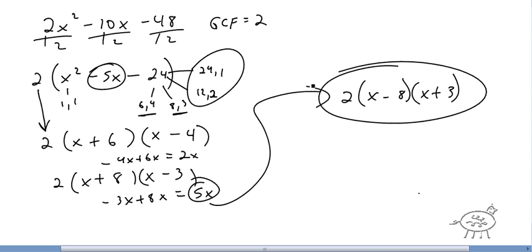Now I can check it if I wanted to. If you got time at the end of a quiz or end of a test, you can check it. The thing you want to do, math fans, is if you want to check it, you want to FOIL first.